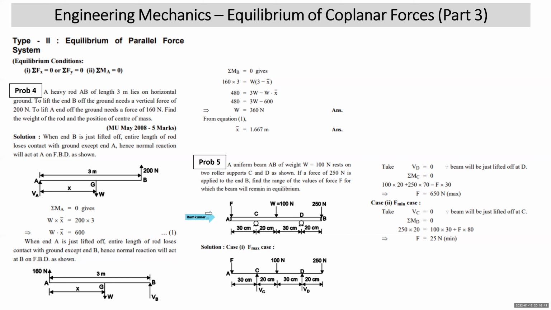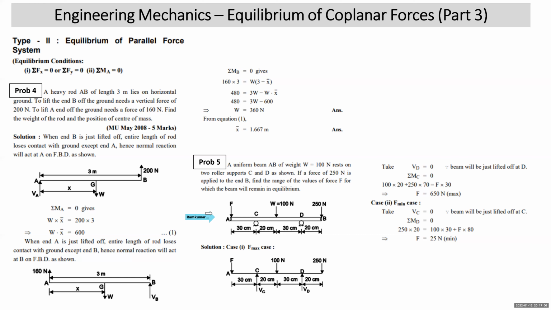External forces which are acting on this: 250 Newton force is applied at B, and weight of this beam is acting at 20 centimeter from C and 30 centimeter from D. I mean in the middle. Total length of the bar is 1 meter. Now he is asking you to find the value of F. What should be the maximum value of F for that the equilibrium is maintained?